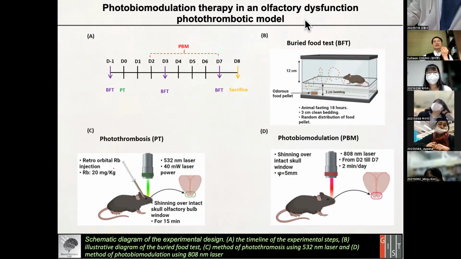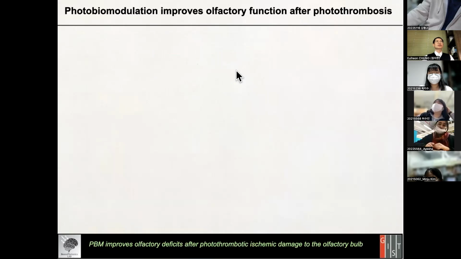And how to test the olfactory function? There's a simple test. You randomly hide an odorous food pellet somewhere, and then after 1 day of starvation, you put the mouse in and measure the time for finding the food. That we call latency time. And when the animal is poor in their olfactory function, it takes a longer time. Our question is, after this event, whether we may be able to use photobiomodulation as a therapy. So we give 2 minutes per day, every day from day 2 to day 7, and then we sacrifice at day 8. So let's see what the results look like.